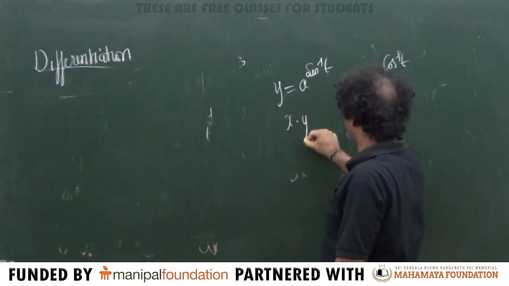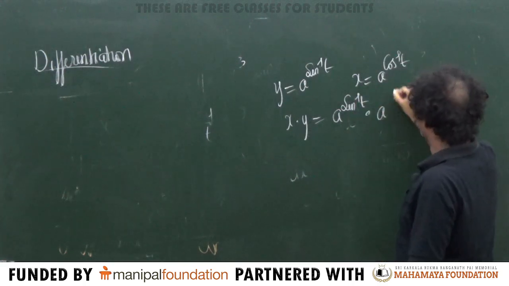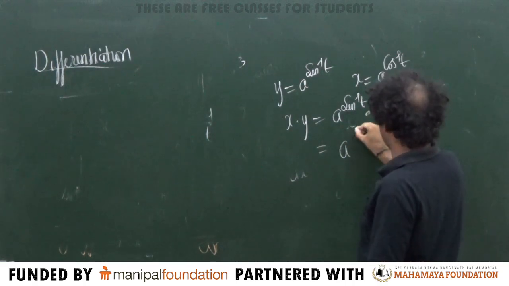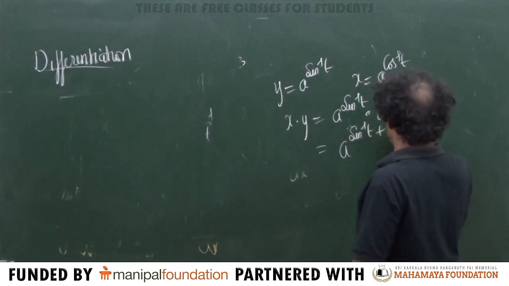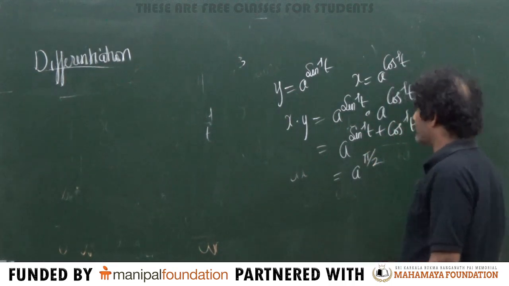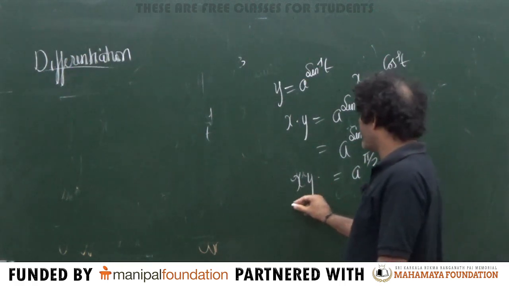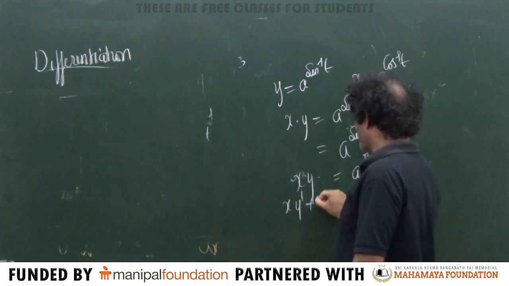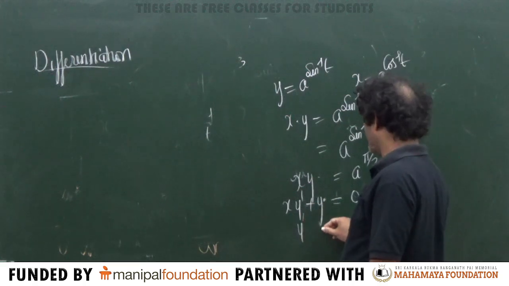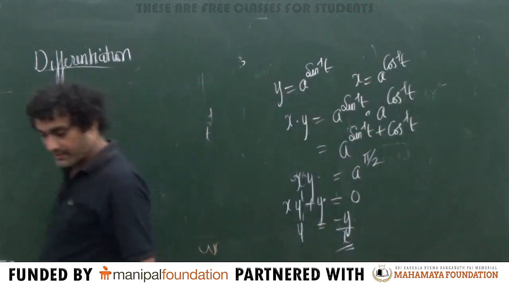I'll just do x into y. Isn't it a to the sine inverse t into a to the cos inverse t? What's x power a into x power b? x power a plus b. Isn't it a to the power pi by 2? Isn't it a constant? Correct? Now this you can do by the UV rule, right? x y dash plus y equal to 0. So who is y dash? Isn't it minus y by x? Yeah, that's it.